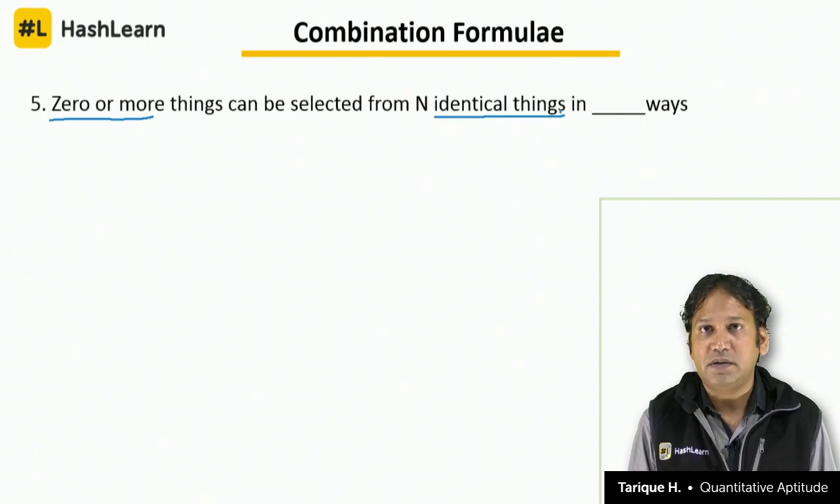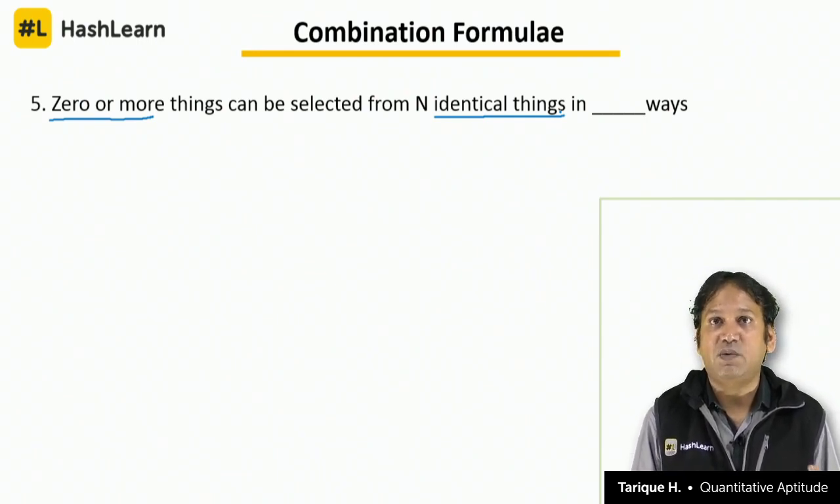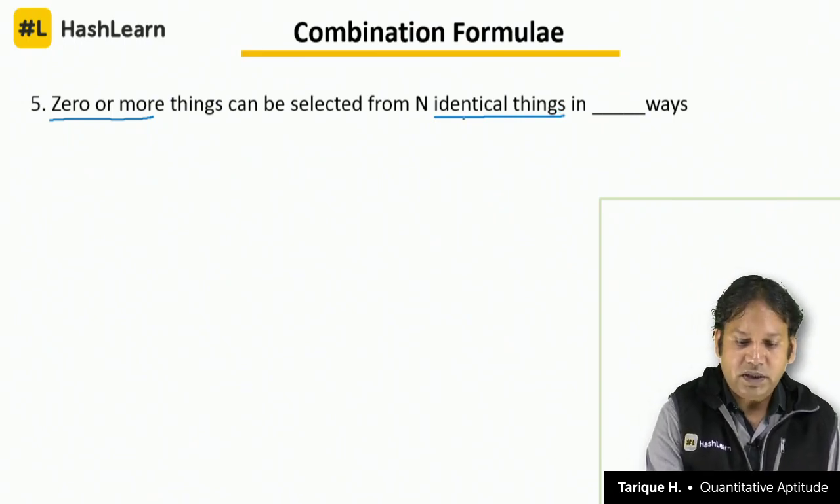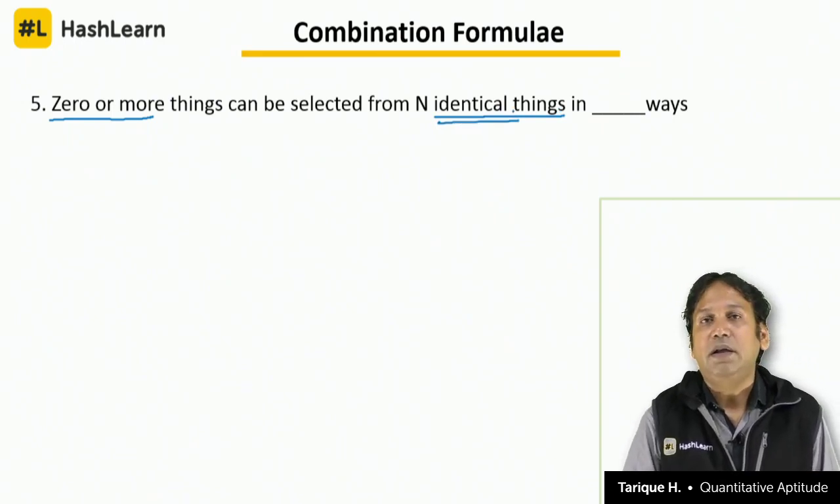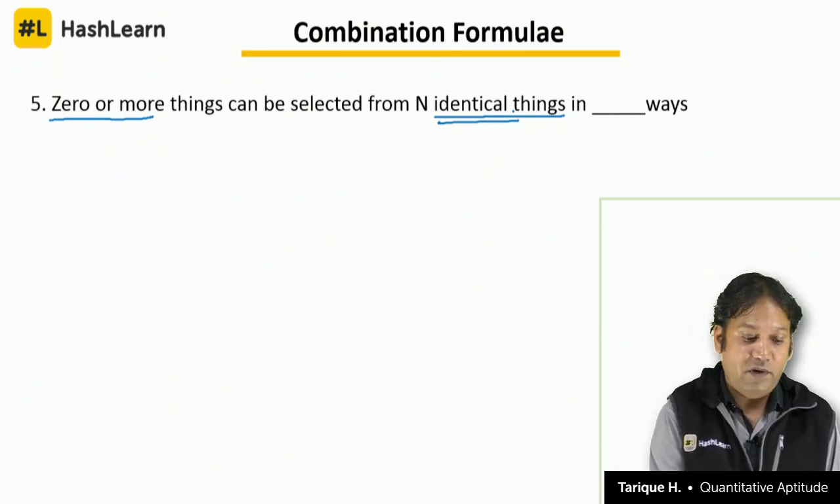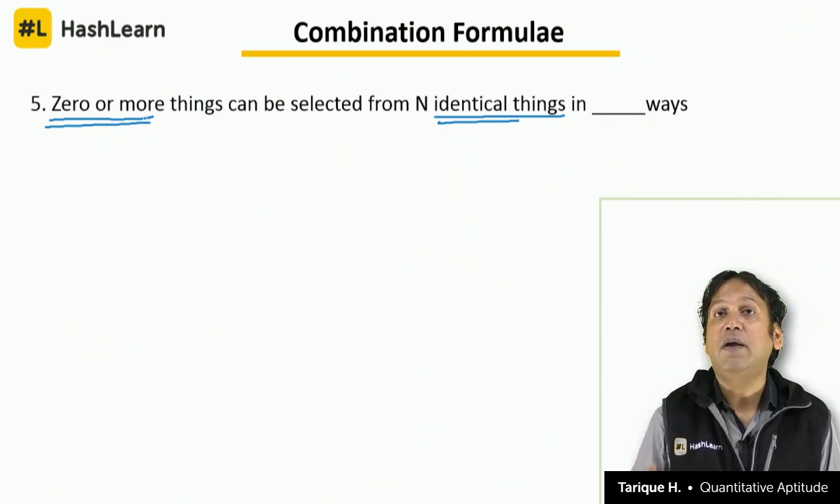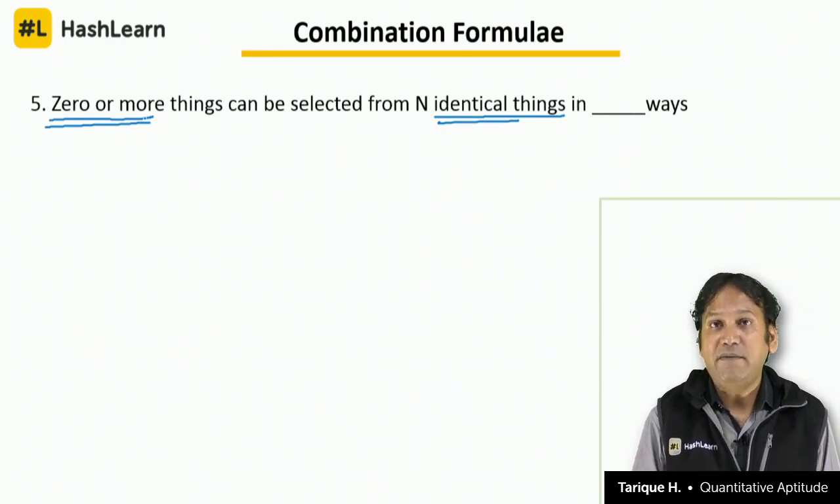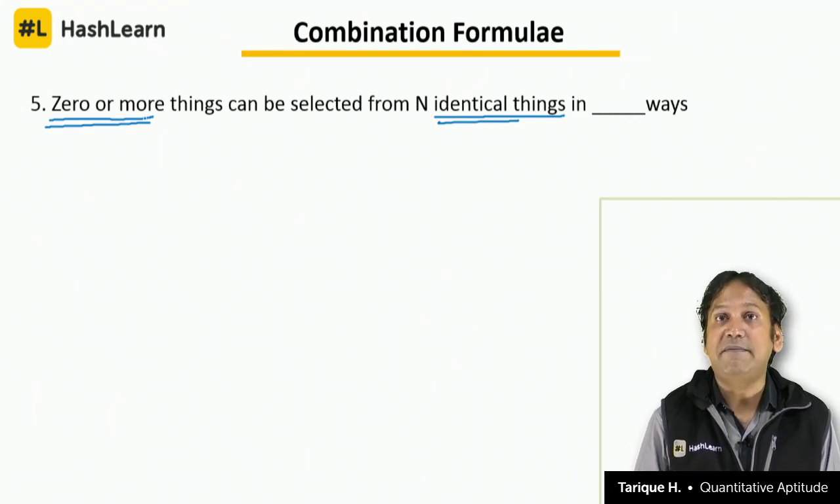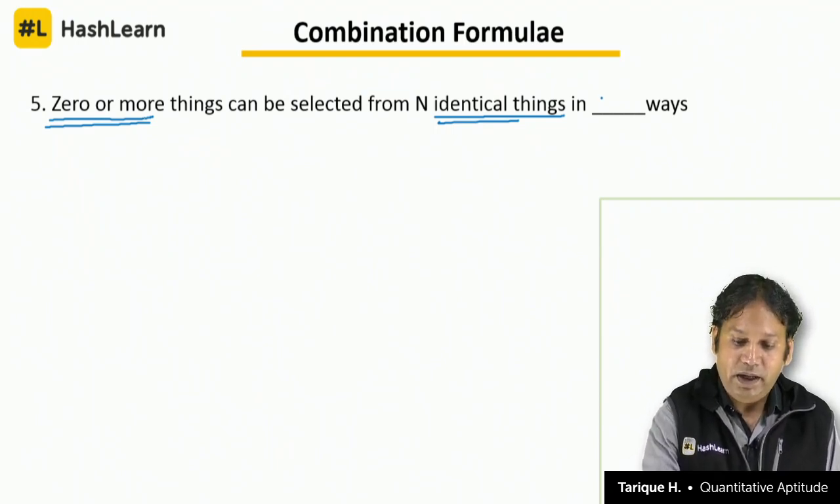So there was no choice of what to select, and that is why the number of ways of making the selection was 1. Here also the things are identical, there is no choice in terms of what to select, but we have choice in terms of how many to select. That means there will be some number of ways, and 0 or more things can be selected from n identical things in n plus 1 ways.